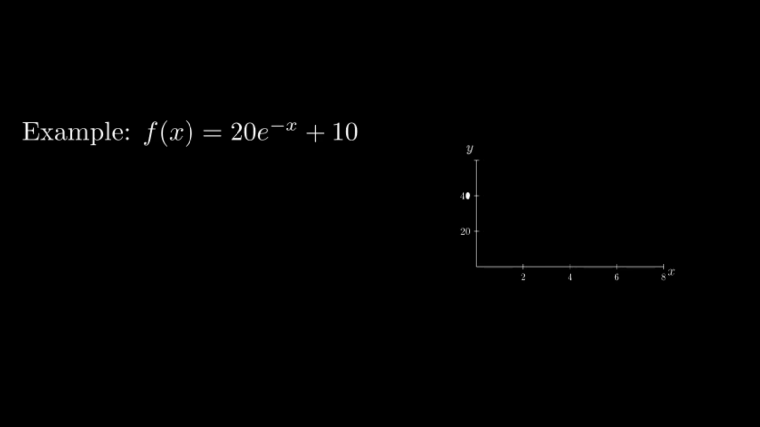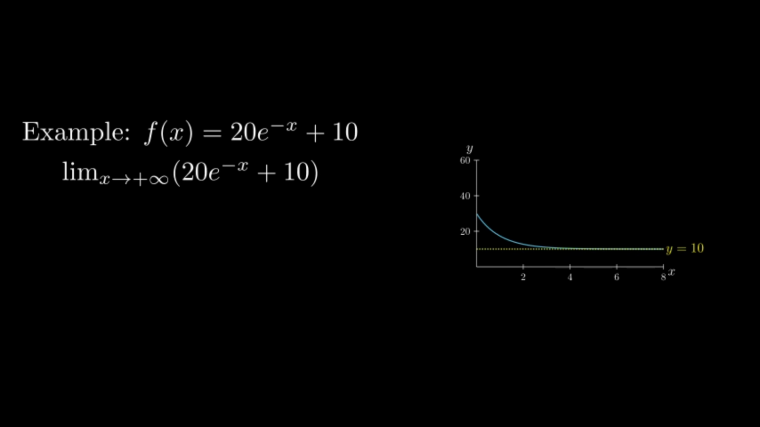Let's solidify our understanding of asymptotes with two more examples involving different types of functions. First, consider the function f of x equals 20 times e to the power of negative x plus 10. Here's the graph. This is an exponential decay function that has been shifted up by 10 units. Let's think about the horizontal asymptote. We need to find the limit as x approaches infinity. We need to evaluate the limit of 20 e to the negative x plus 10 as x approaches positive infinity.